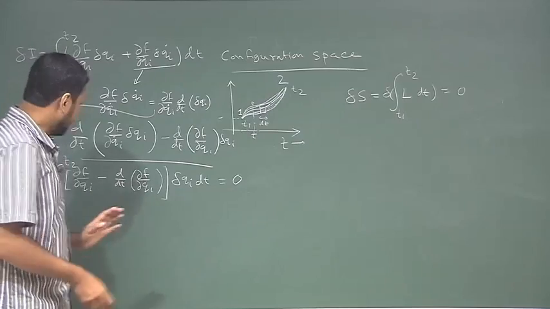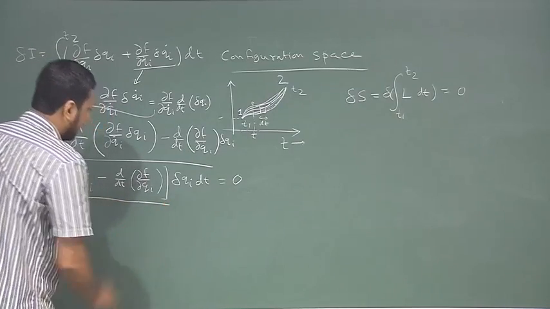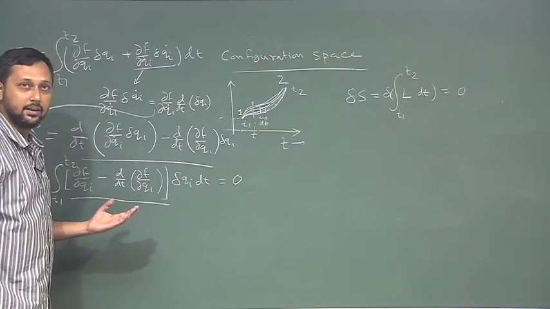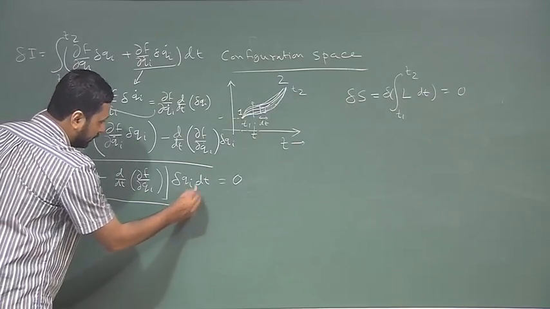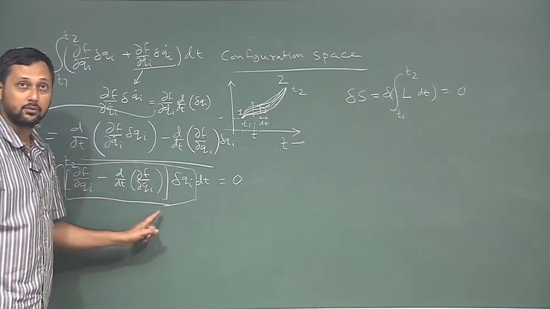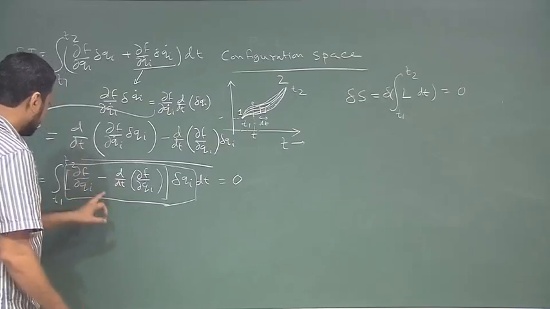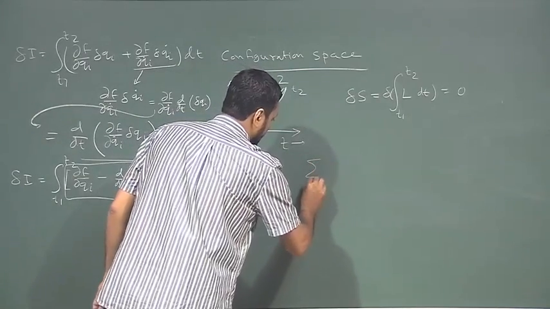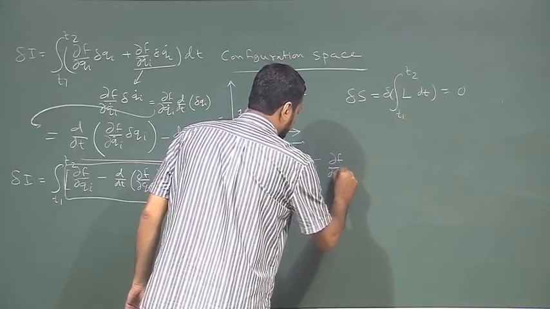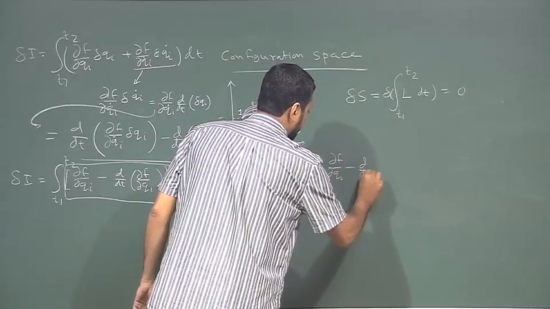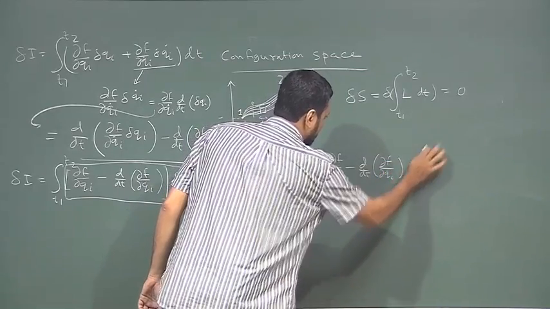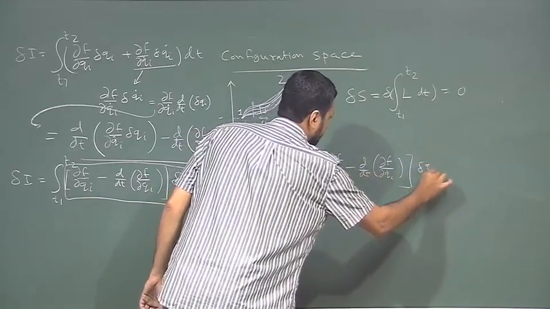Now, if this is the case, we immediately see that this is basically an integration, and the integration can vanish if and only if the integrand is equal to 0, and the integrand is actually this. Please remember that there is a summation over all the q y's. So, if this is equal to 0, we have a very familiar situation: the sum over I of del f del q y minus d dt of del f del q y dot, multiplied by delta q y, is equal to 0.